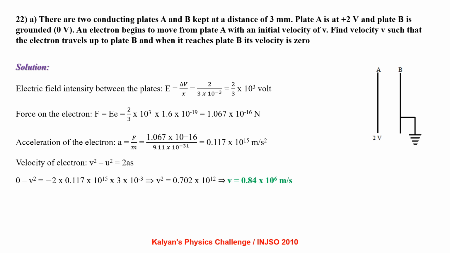Force on the electron F equal to EQ, that is 1.067 into 10 power minus 16 Newton. Acceleration of the electron a equal to F by M, which comes out to be 0.117 into 10 power 15 meter per second square. Now coming to the velocity, V square minus U square equal to 2as. We get velocity equal to 0.84 into 10 power 6 meter per second.